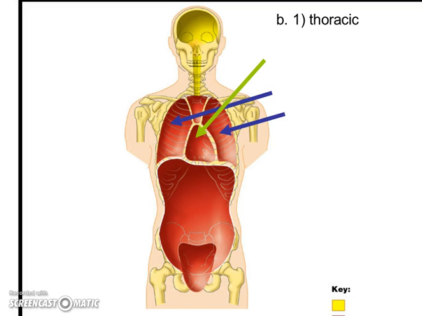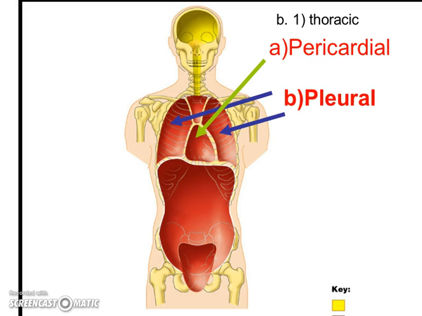Now let's go back and look at that thoracic cavity from a frontal view. When we look at a frontal view of the thoracic cavity, we can see that it's actually divided into three cavities. The two blue arrows are pointing to the pleural cavities that house the lung, while the green arrow is pointing to the pericardial cavity that houses the heart.